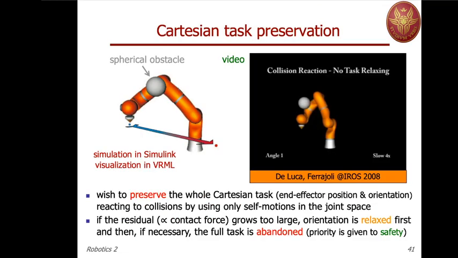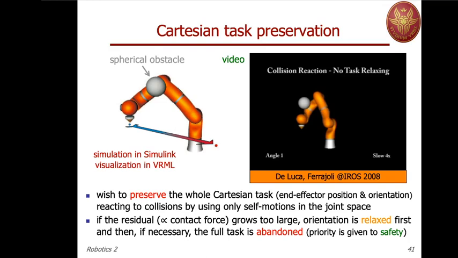So here I have a simulation in which the KUKA lightweight robot has been simulated in a Simulink environment, and then the visualization here was made in VRML. The end effector should follow a straight path in position and constant orientation, while it encounters a spherical obstacle placed more or less at the level of the elbow. Now, if you move around the spherical obstacle, you may do the task completely.